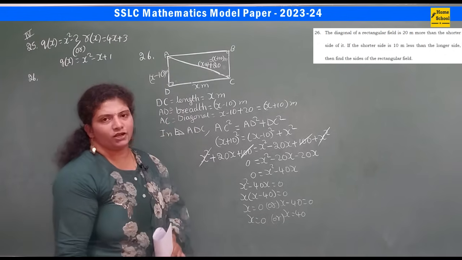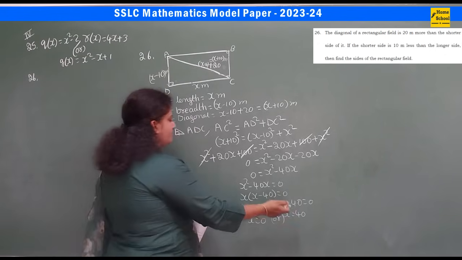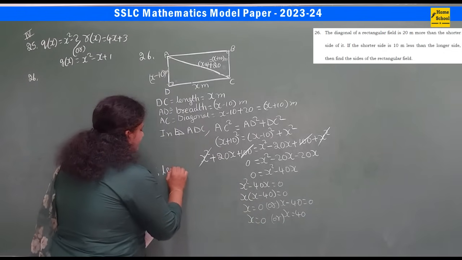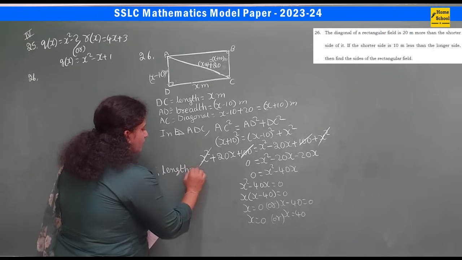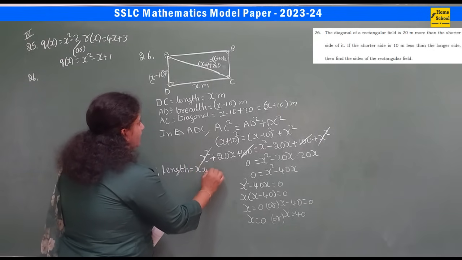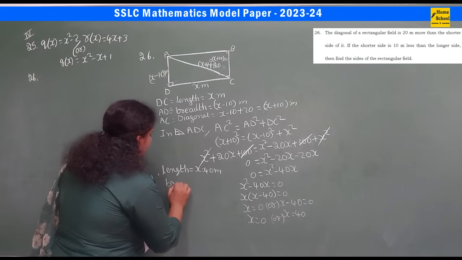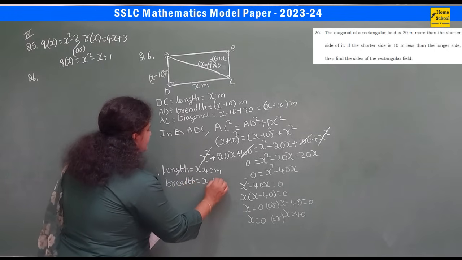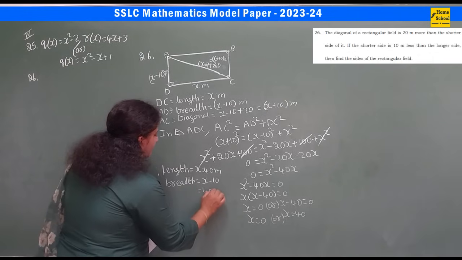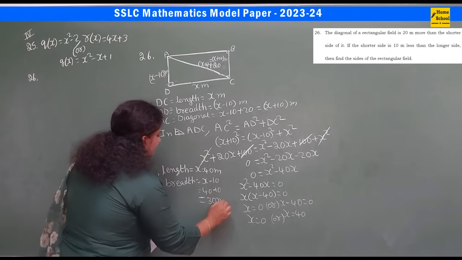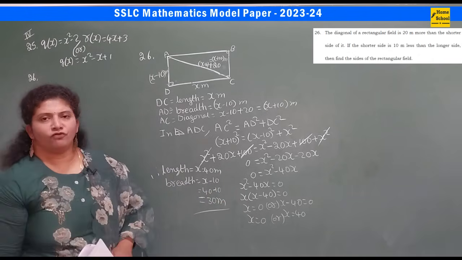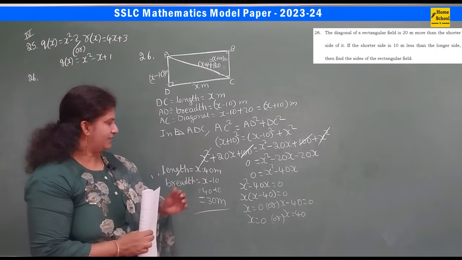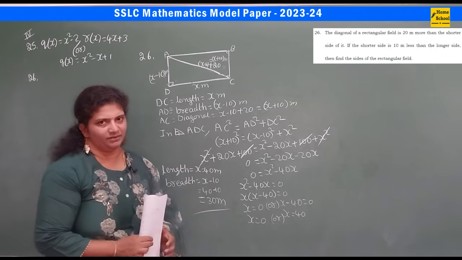See here, length cannot be 0. So your answer is 40 meters. Therefore length is equal to 40 meters and breadth is equal to, what is breadth here? X minus 10. That means 40 minus 10 is equal to 30 meters. Therefore, the length and breadth of the rectangular field is 40 meters and 30 meters.